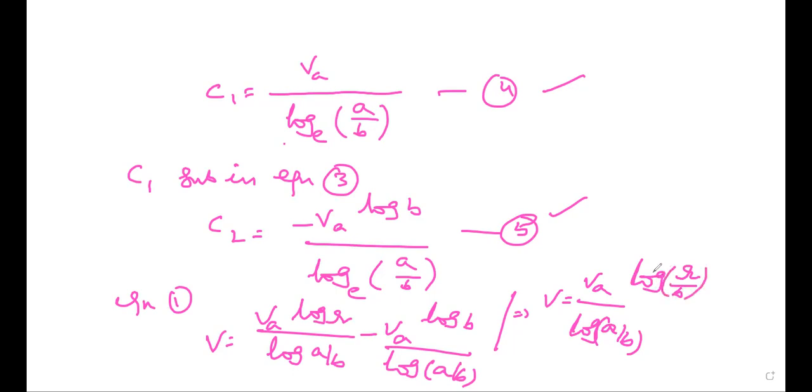So that is the electric potential. This is the electric potential V between two coaxial cylinders. This electric potential can be calculated by using Laplace equations.